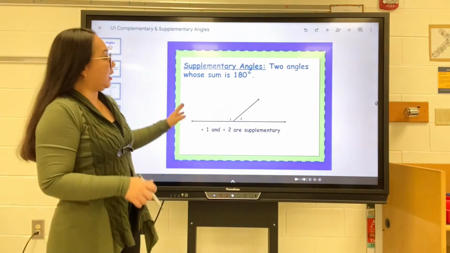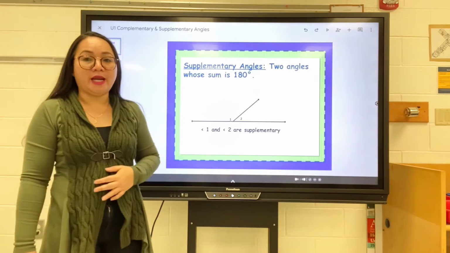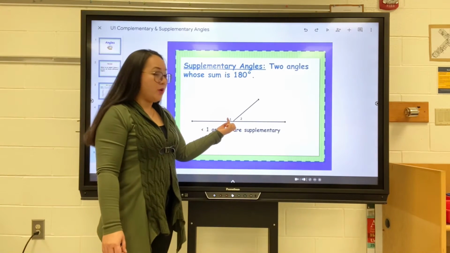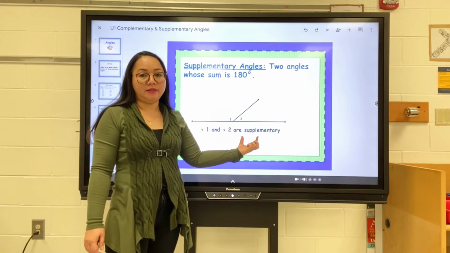Supplementary angles are two angles whose sum is 180 degrees. So this is how it looks. If you add angle 1 and angle 2, they form a supplementary angle.